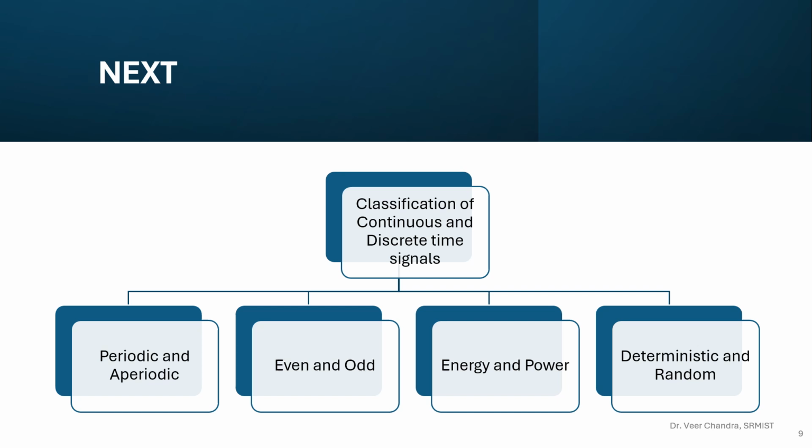In the next session we will discuss the classification of continuous and discrete time signals, where we'll see the periodic and aperiodic, even and odd, energy and power, and deterministic and random types of signals.